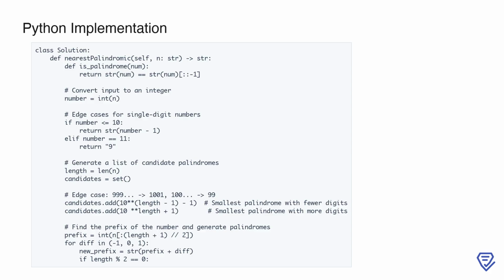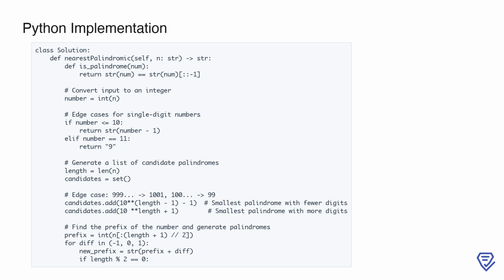Here, we start by defining a Python class called Solution, which contains the method nearestPalindromic. This method takes a string input, n, representing the number for which we need to find the nearest palindrome. Inside this method, we define a helper function called is_palindrome that checks if a given number, when converted to a string, reads the same forwards and backwards. Next, we convert the input string n into an integer and store it in a variable called number. This allows us to perform numerical operations later.